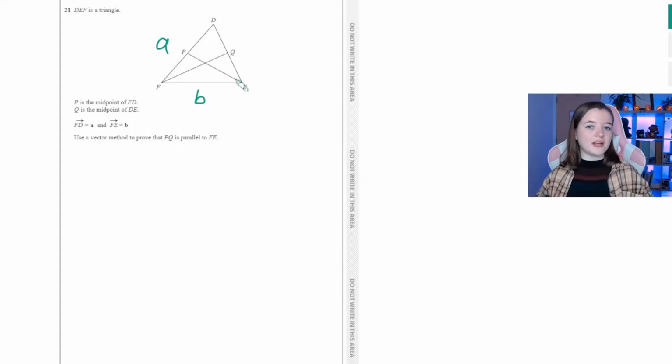Have a go at it. And if you really don't know where to go from here, just find random vectors. Think, okay, can I find from F to P? Can I find from F to Q? Can I find from E to D? Can I find from E to P? Just do random ones.